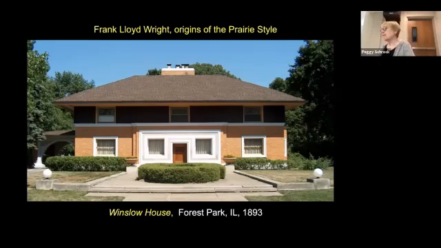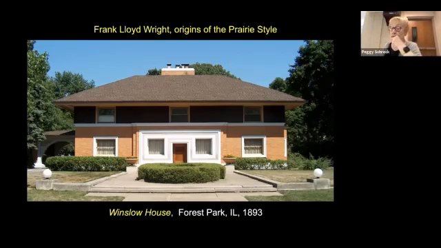He worked in the office of Louis Sullivan in Chicago, Adler and Sullivan, for a number of years. He got fired in '92. This is one of his first houses on his own. He got fired for moonlighting. He was already doing his own work, and Sullivan found out. So he opened his own studio in '92 in Oak Park.